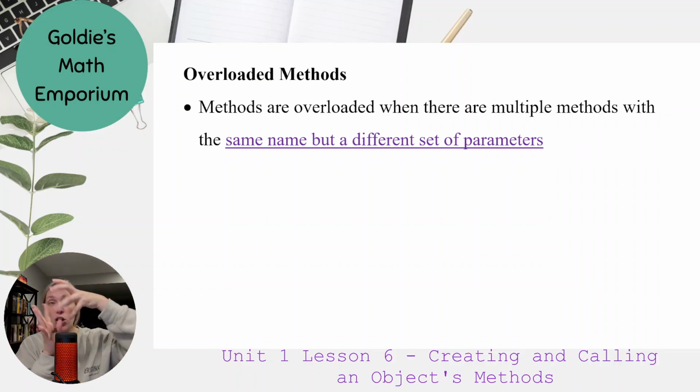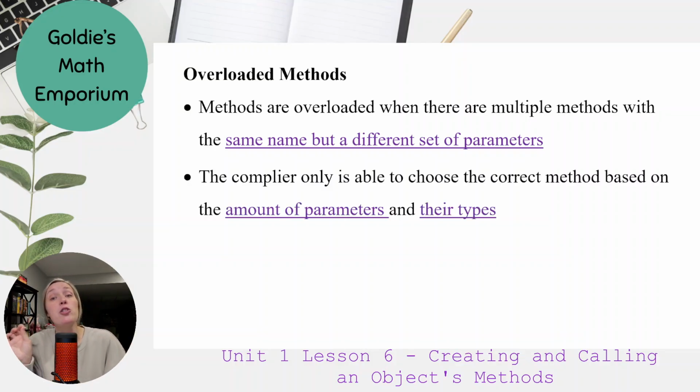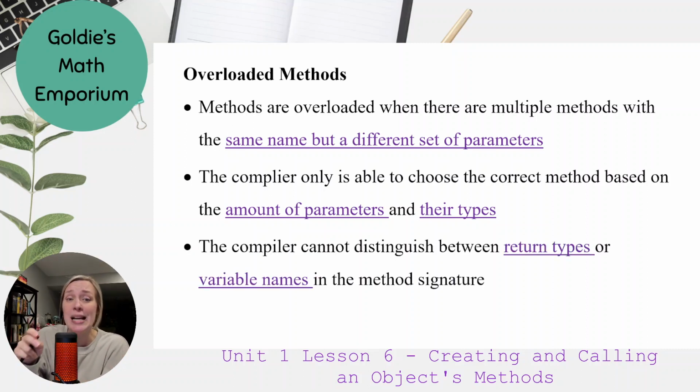When we construct a dog, the program chooses the correct constructor to use based on the parameters that it's given. Same thing with methods. If you have a method with the same name, it's going to choose which one to use based on the parameters. The compiler is only able to choose the method based on the amount of parameters and their type. So it can't distinguish between return types or variable names in the method signature. So very specific, in order to have overloaded methods, it has to have different types of parameters, either a different number of parameters or different actual data types.